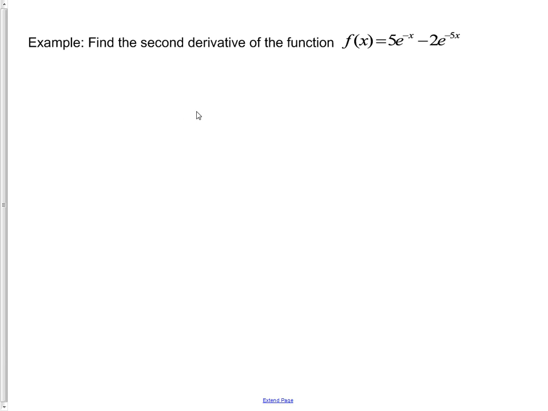Well, if you're up for challenges, of course, we've got another challenge right here. What about finding the second derivative of a function like this one? f of x equals 5 times e to the negative x minus 2e to the negative 5x.